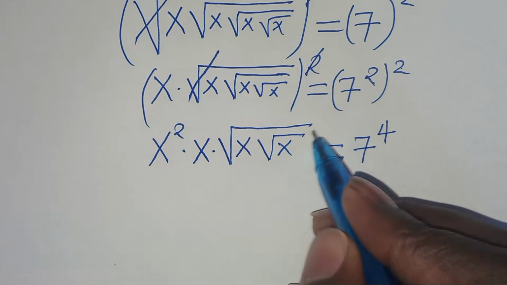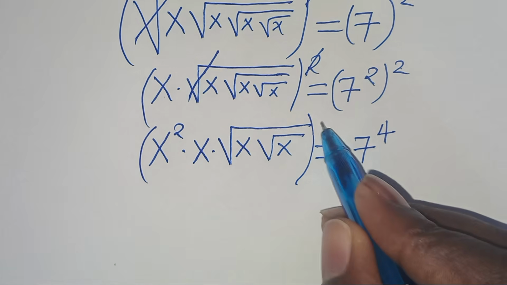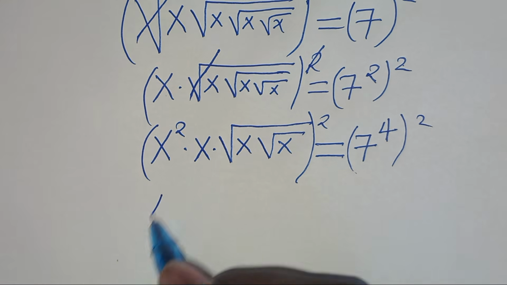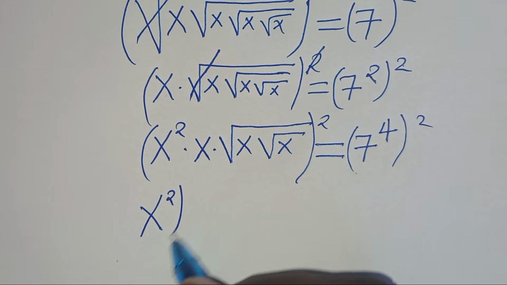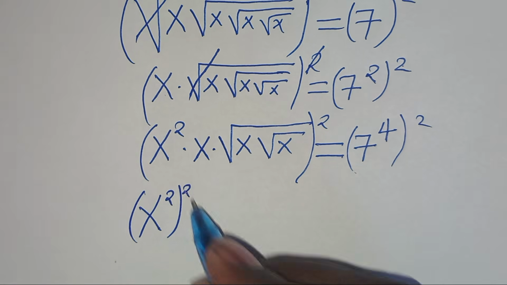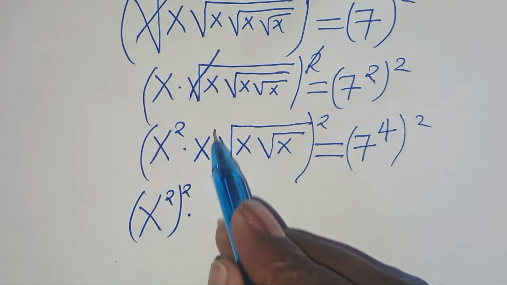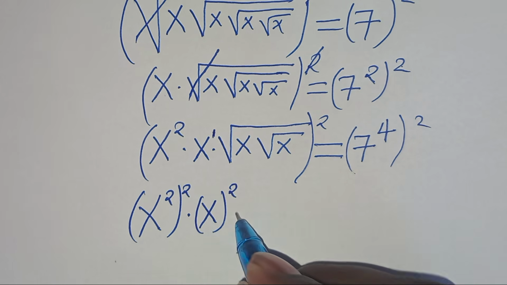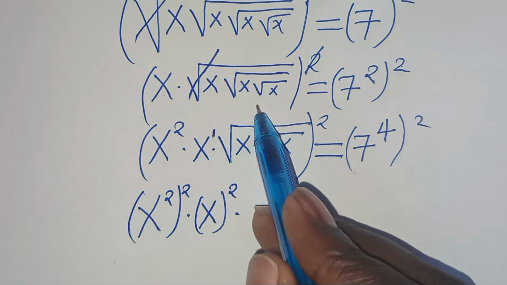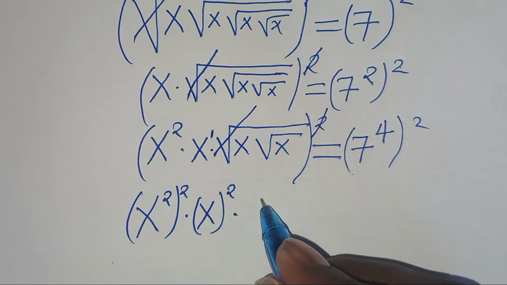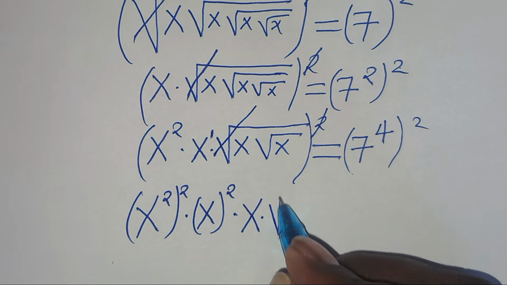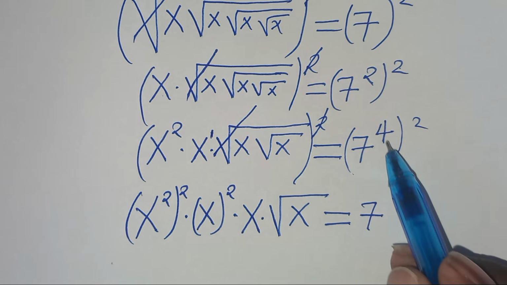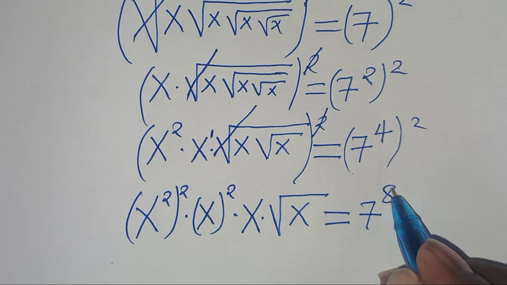The next step is again to square on both sides from here, so that now here we have x to the power of 2, this is raised to the power of 2, multiplied by x, this is raised to the power of 1. So we have x to the power of 2, then multiplied by, now here we eliminate the third square root sign, so times x, then multiplied by square root of x. This is equal to 7 raised to the power of 4 times 2, which is equal to 8.